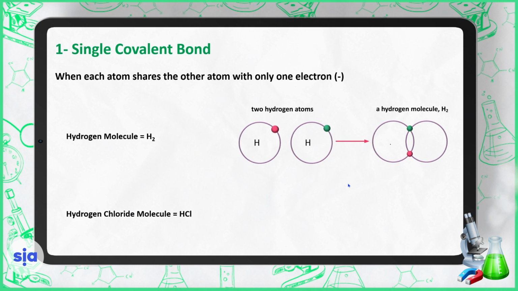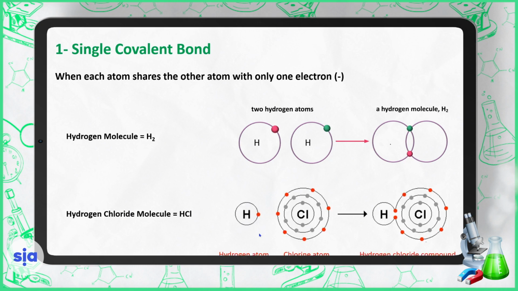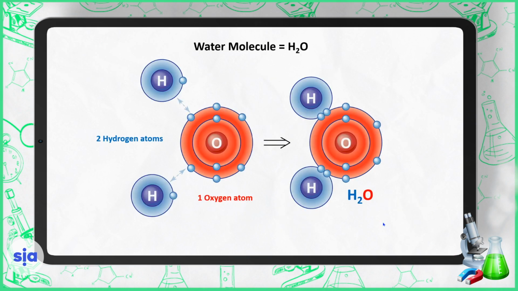Hydrogen chloride molecule. The same idea. The hydrogen atom will share its single electron with the chlorine, which will also share a single electron with hydrogen. So now hydrogen has 2 electrons in its outer shell, and the chlorine will have 8 electrons in its outer shell, forming the hydrogen chloride compound.